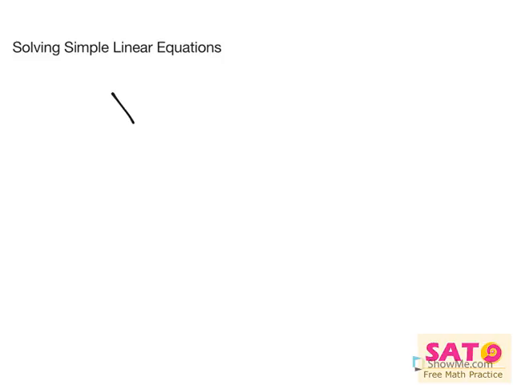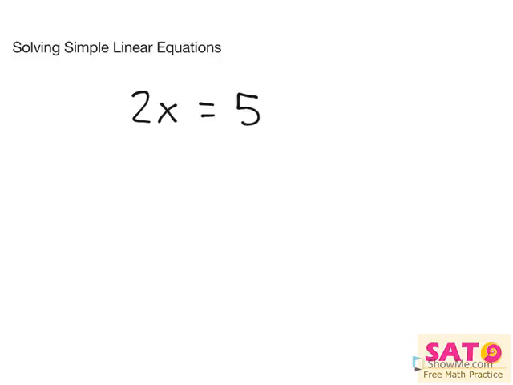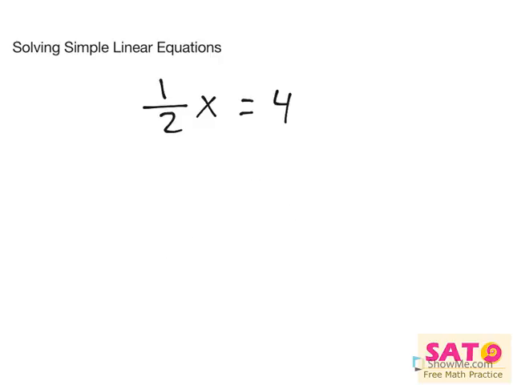So for adding and subtracting, we would just do the opposite operation to get rid of the number and to get the resulting value. What about for multiplication? Well, what we would do is we still have to isolate x, so we would do the opposite. So let's say we're multiplying, well then we would divide to get rid of the extra in front of the x, the coefficient. So for here, we would divide by 2, and we would get x equals 5 over 2, or 2.5.